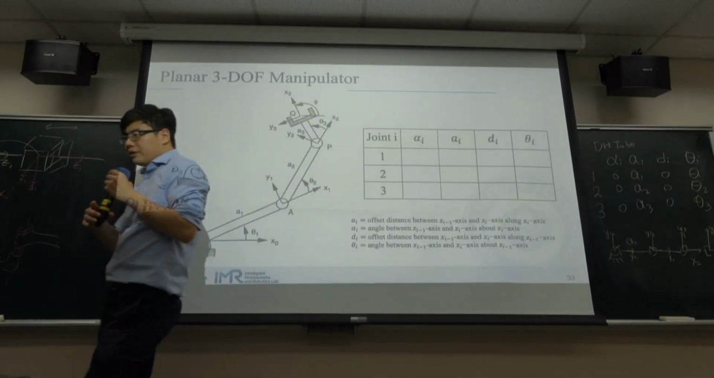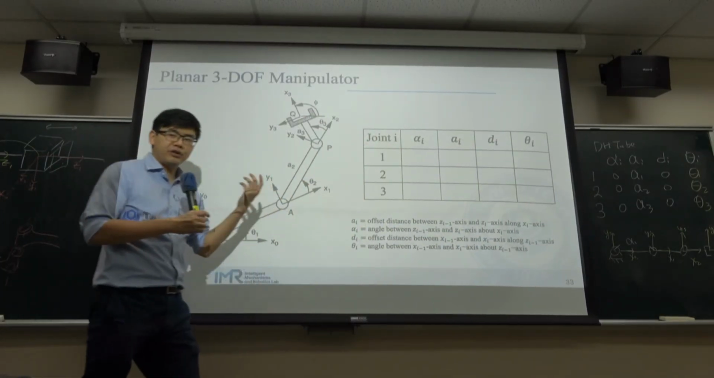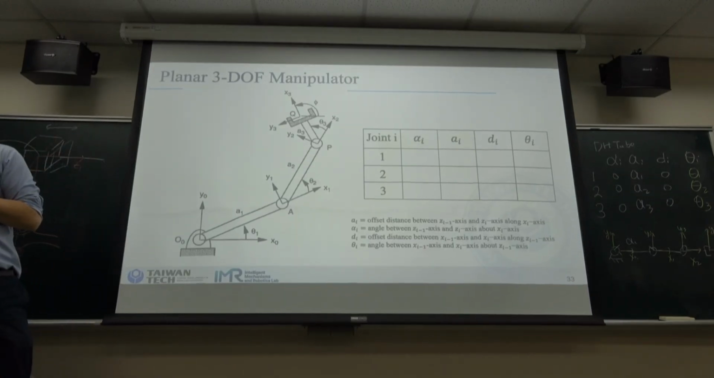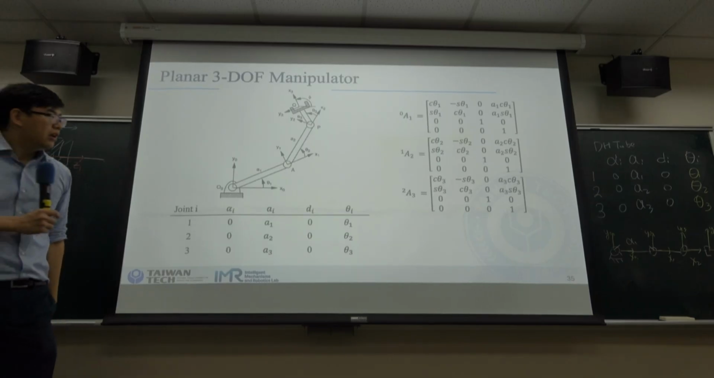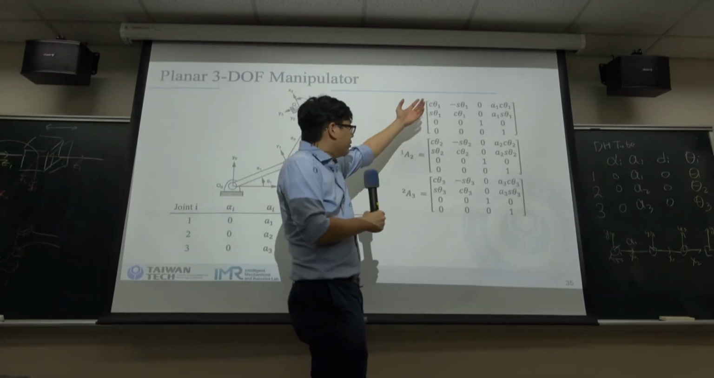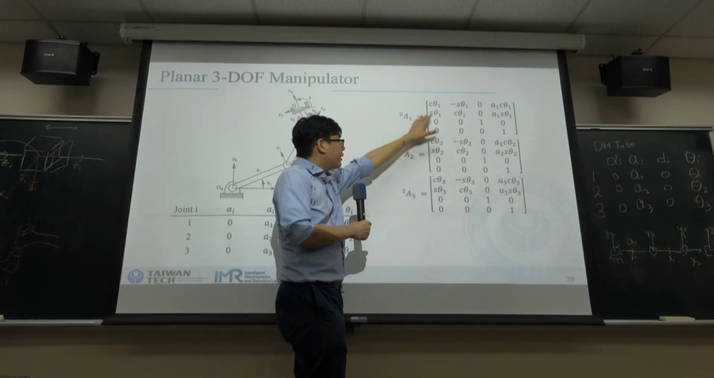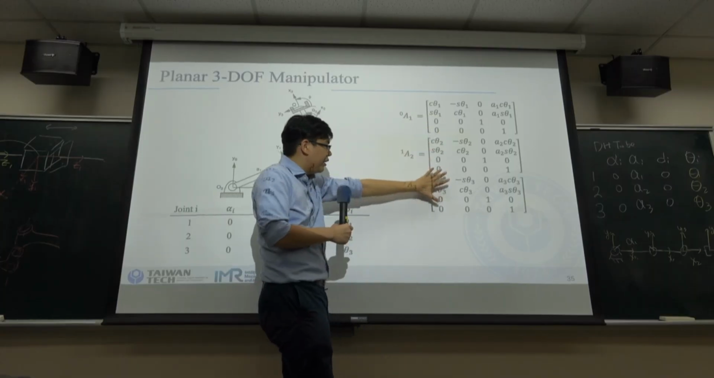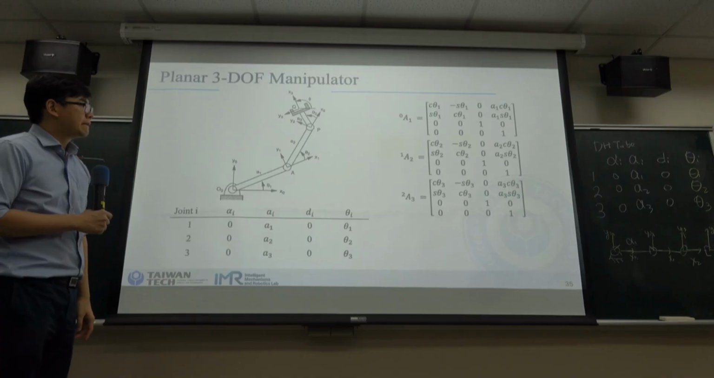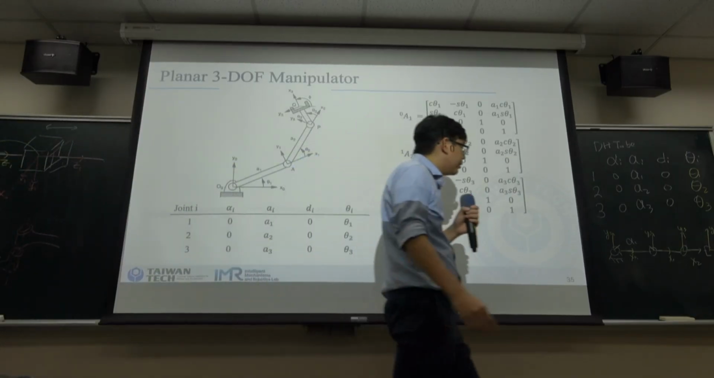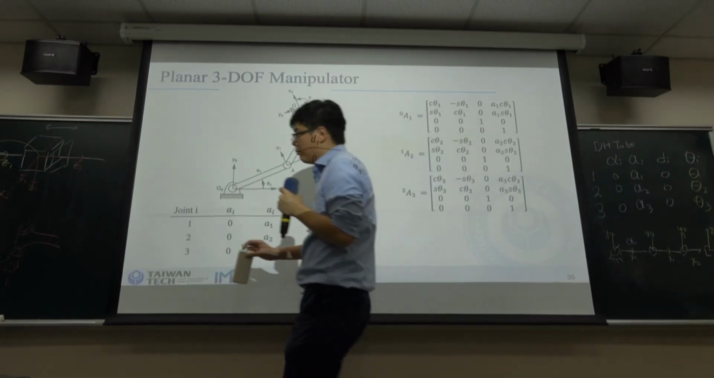Then we can substitute all these 4 parameters back into the DH general transformation matrix. So we can get these 3 matrices. And we can check whether our transformation matrix is correct.